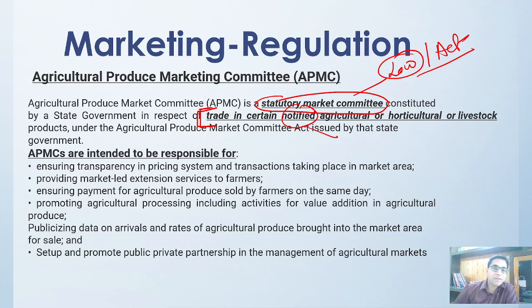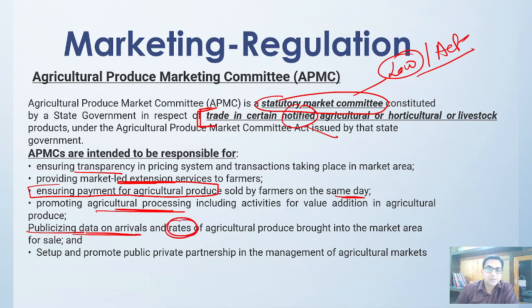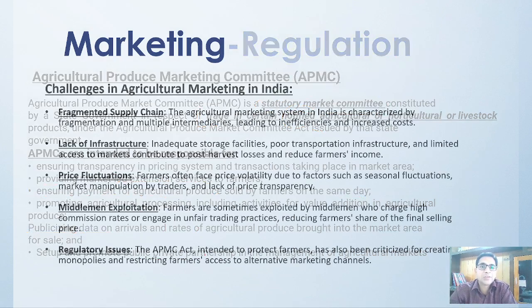So what is the role of APMC? To ensure transparency in pricing, extension of the market services, proper payment of agriculture produce on the same day, agriculture processing, and publicizing the data of the rates. Proper information has to be given to the farmer, and also to improve public private partnership. This is the role of the Agriculture Produce Marketing Committee.